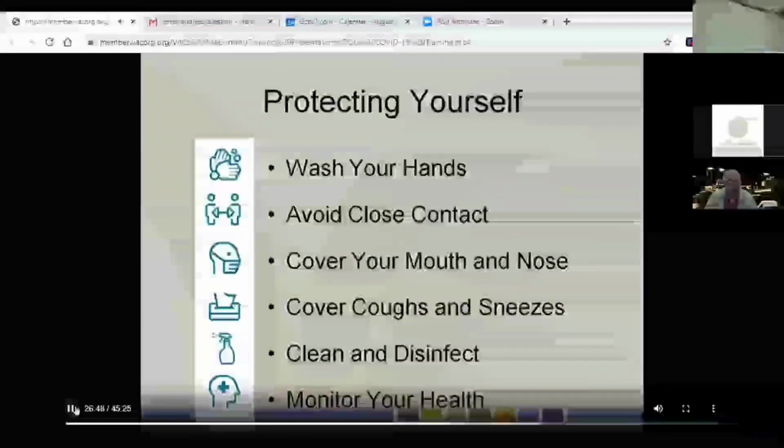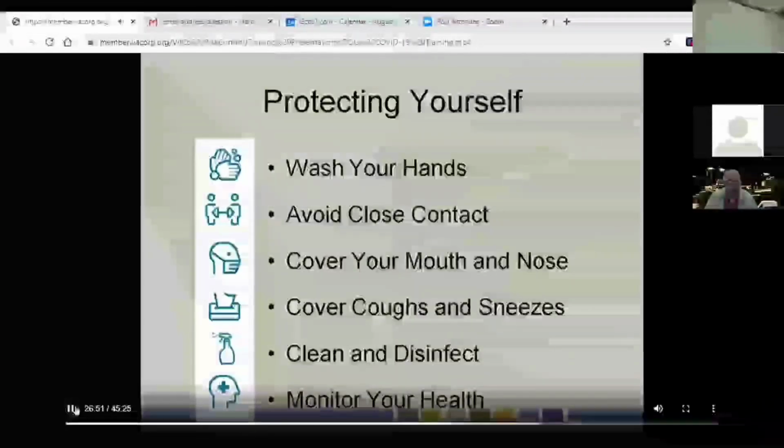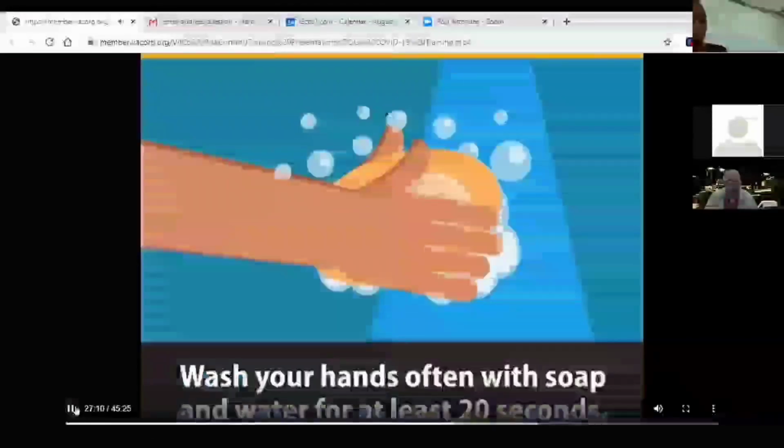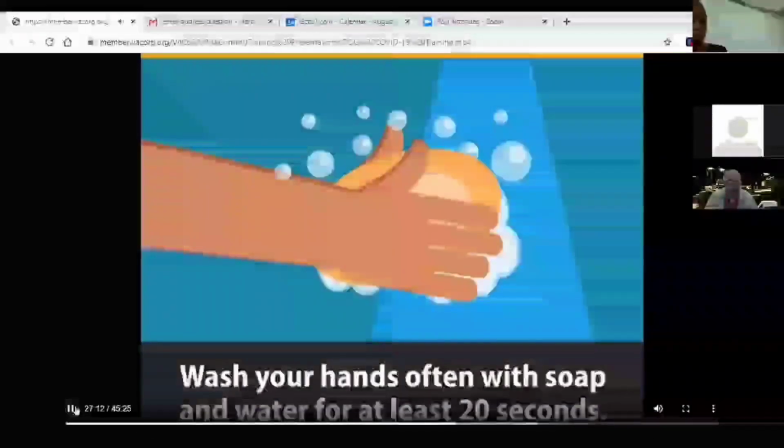And some of the general guidance out there on protecting ourselves is going to sound pretty familiar to us at this point. So things like washing your hands, avoiding close contact, covering our nose and mouth, some etiquette stuff like covering coughs and sneezes, cleaning, disinfecting, monitoring your health, all going to be some of the common sense things that we've been looking at since day one of this, but we'll delve into these a little bit more deeply here in these coming slides.